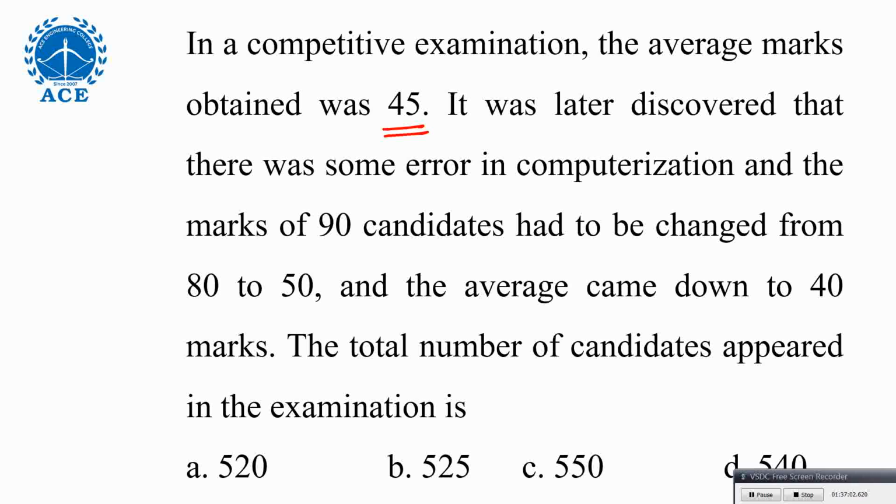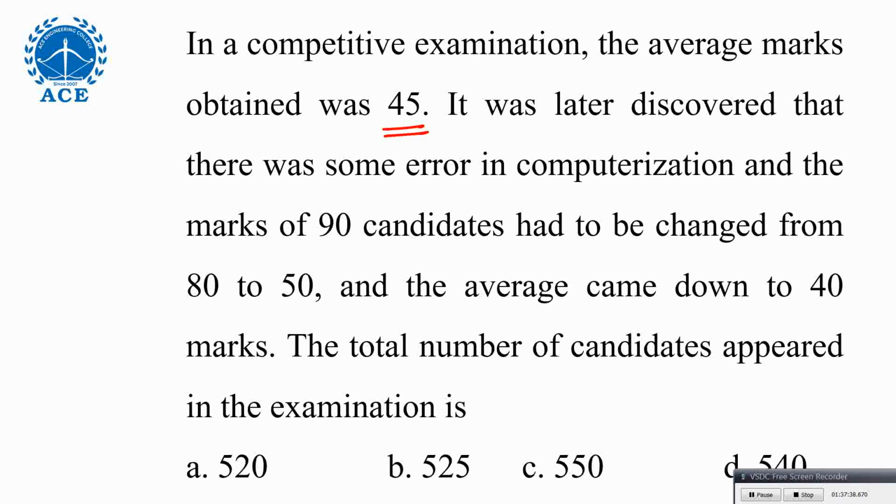Now listen, simple logic. 80 to 50, how much decreased? 30, for how many people? 90. 90 into 30 means 2700 overall should be decreased. This is a typical question if you go with formulas, but if you think in a logical way, it's simple. For 90 candidates, 80 to 50 means 30 down. 90 into 30 means 2700 should be down.